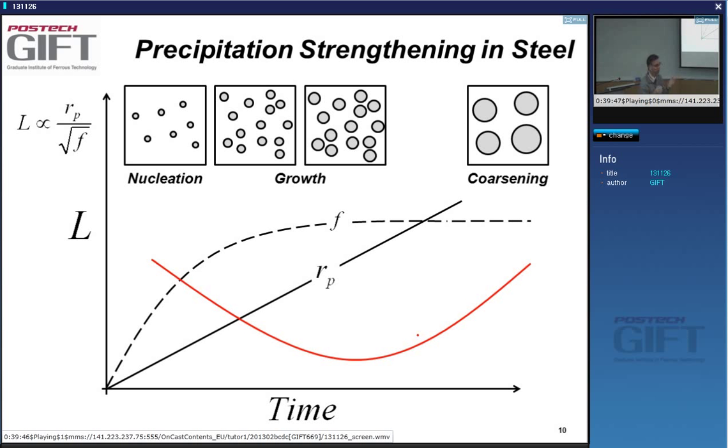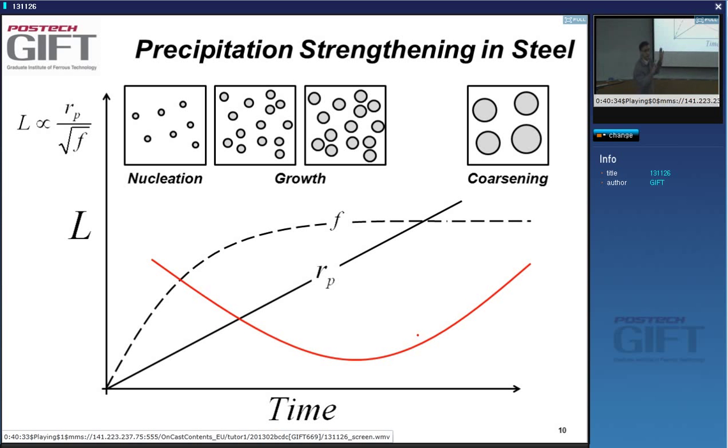Well, obviously, because of the way F changes and R changes. For instance, let's avoid zero, because zero is not such a nice point. But here at the beginning, I have tiny particles. R_P is very, very small, and F is increasing. So I have small particles, F is increasing, and L is R, small, divided by something that's increasing, so L is decreasing. Okay, so that's one thing.